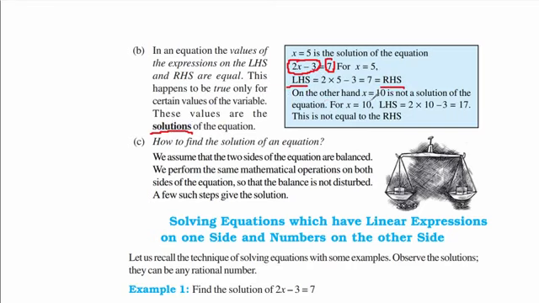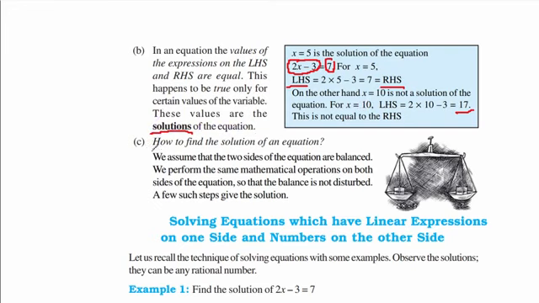On the other hand, if you take x as 10, the value of left hand side will become 10 into 2 is 20 minus 3, 17, which is not equal to 7. Obviously this is not equal to RHS. Therefore the value of x equals 10 is not the solution of this equation.